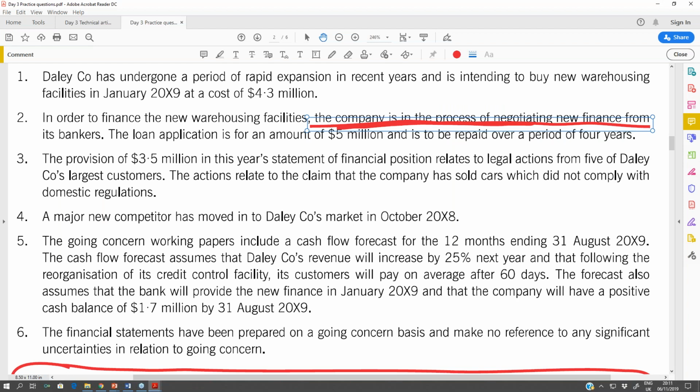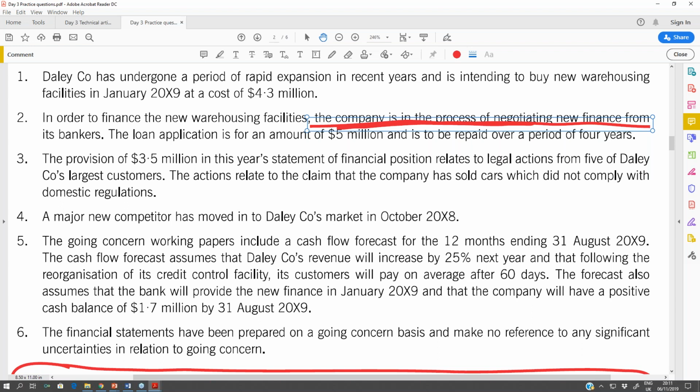Number three, the provision of $3.5 million in the year's statement of financial position relates to legal actions from five of Delhi's largest customers. Five of Delhi's largest customers have filed a case against the company. The action relates to the claim that the company has sold cars which did not comply with domestic regulation. Failure to follow the domestic regulation, the company could be penalized by the regulator.